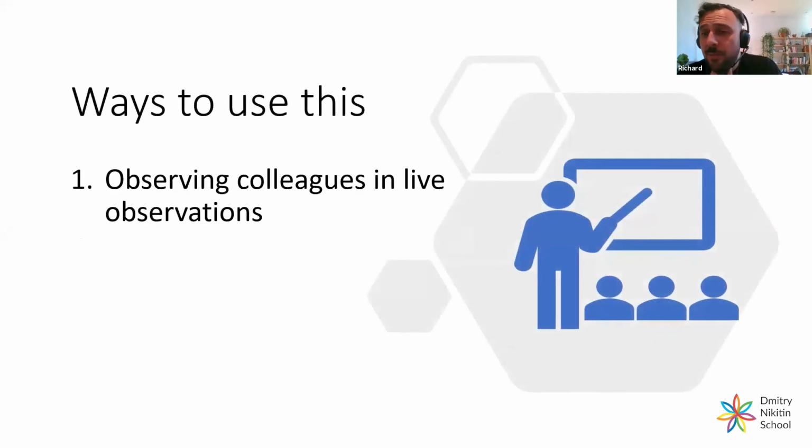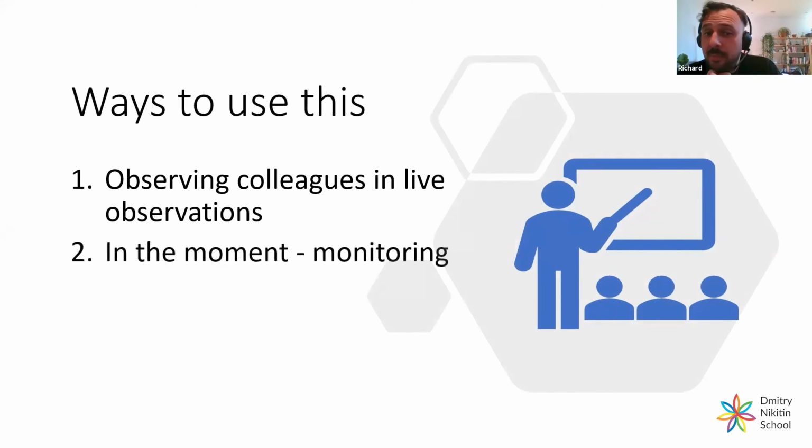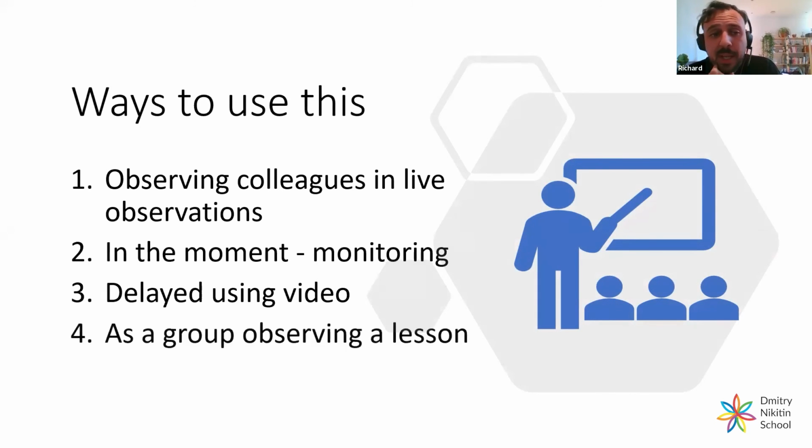So you can do this by observing colleagues or in live observations. You can do it in the moment when you're monitoring. You can do it delayed using video, or you can get a teacher videoing, or do it yourselves and everyone observe and have a look at it. And it's not about critiquing, but it's about looking at the learners and tuning into their language and training ourselves to think about different ways of responding.